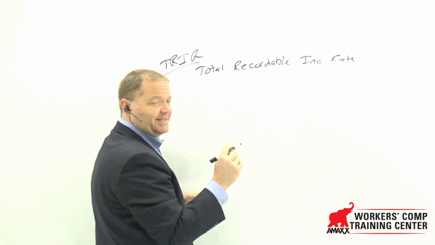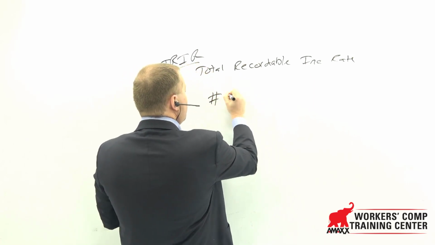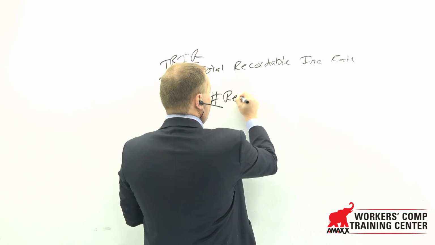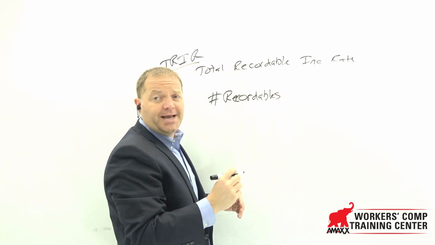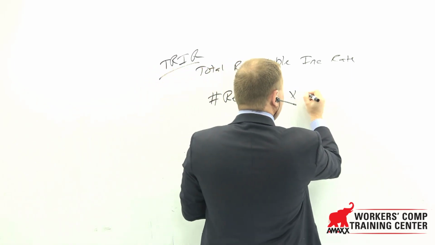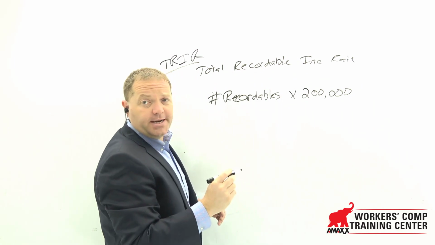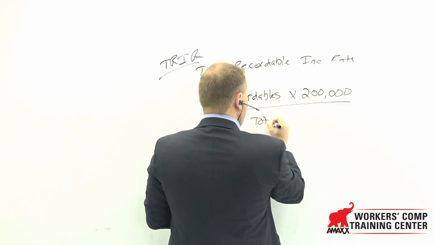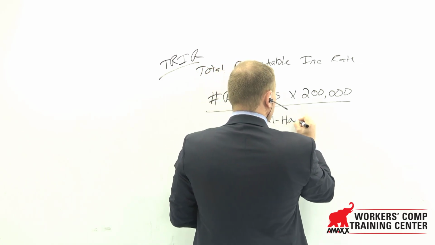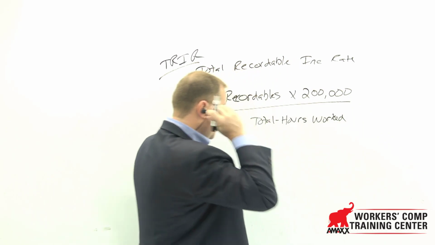So let's talk about fundamentally how we calculate this. This is the number of recordable cases. Number of recordables, and you're going to times that by 200,000, and you're going to take that over your total hours worked. All right, so let's break down this formula so you can understand it.